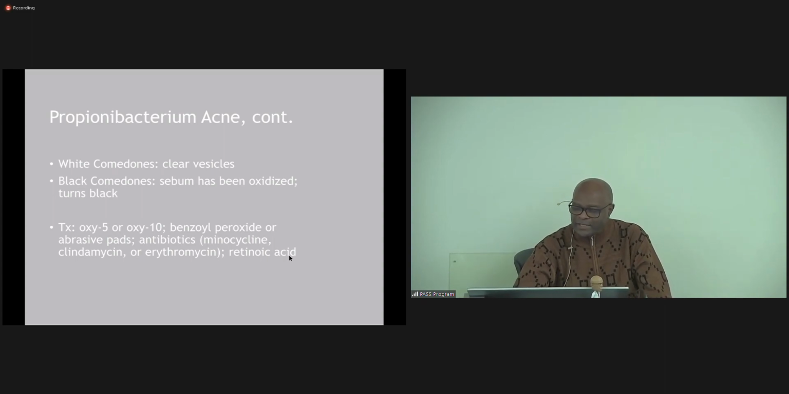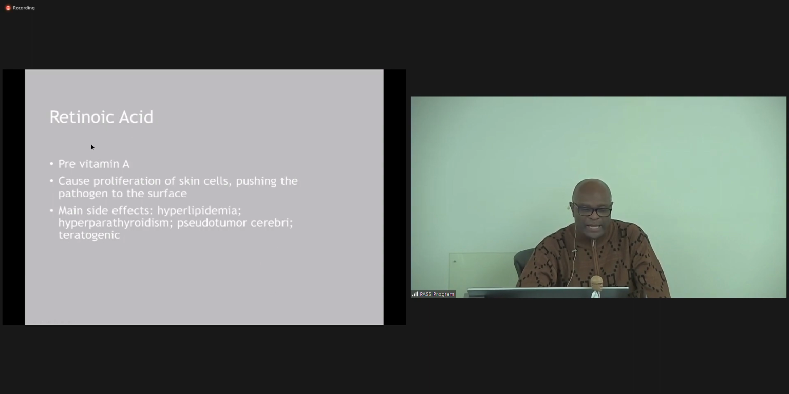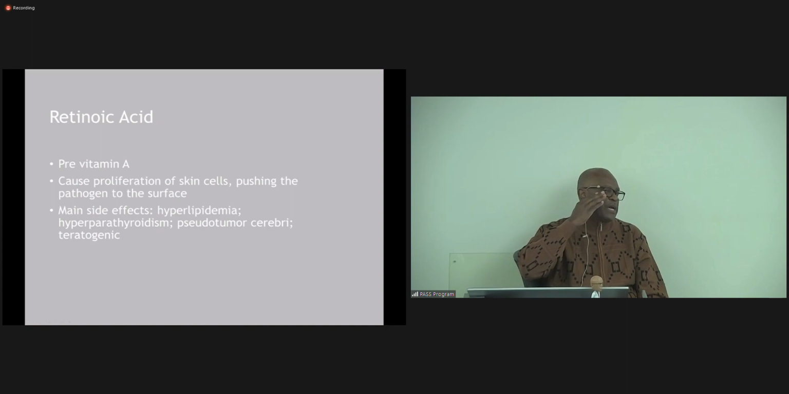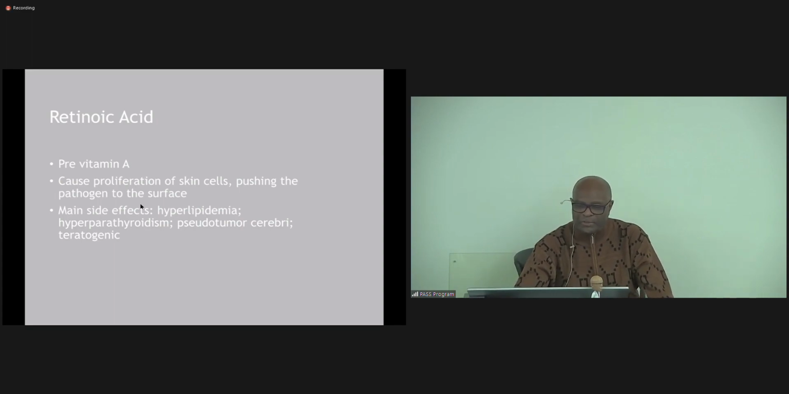Retinoic acid is the one we like when it gets to nodulocystic, because if you don't take care of this stuff, it's going to get worse. So we like retinoic acid, which is pre-vitamin A, causes proliferation of skin cells from the bottom, which then push P. acnes to the surface, and then he dies because now he's exposed to oxygen. Notice again, the concept stayed the same, but the name just changed again. It's the same concept, folks. Concepts don't change. They just change the stories and the names.